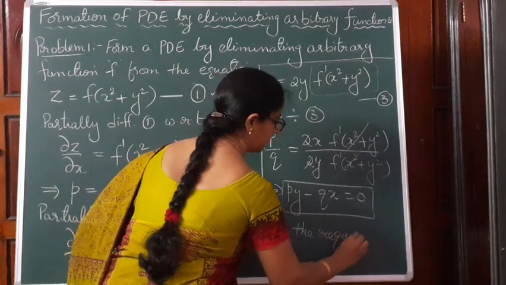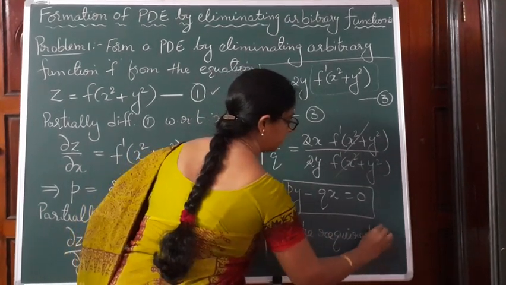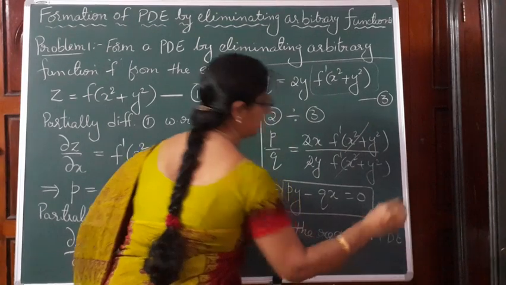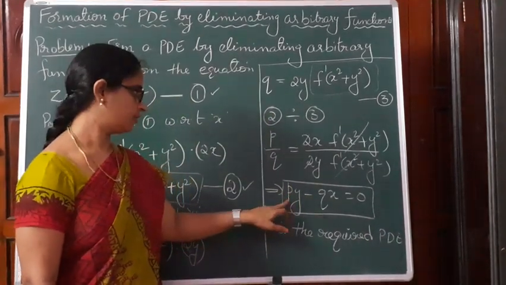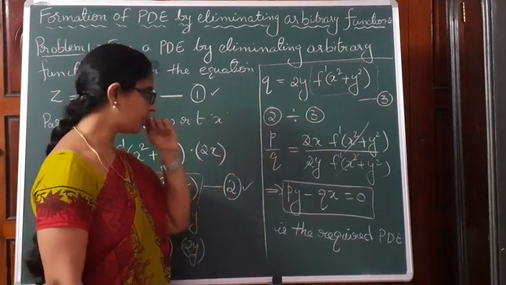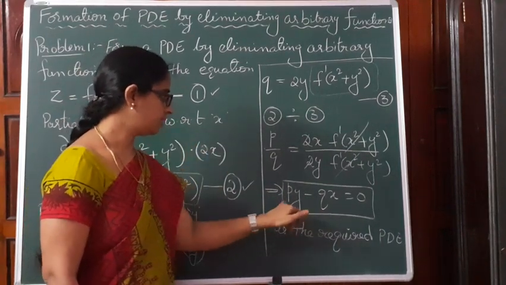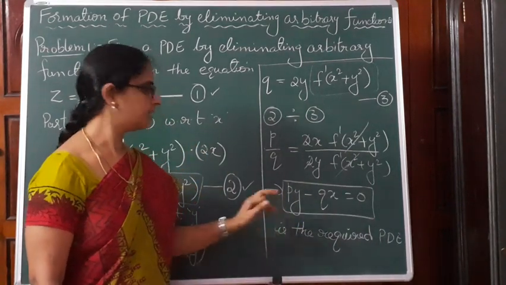Is the required partial differential equation. This is a first order partial differential equation, and it is linear because it contains only ∂z/∂x and ∂z/∂y. This is of first order.